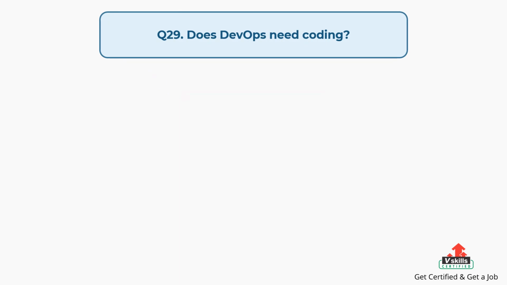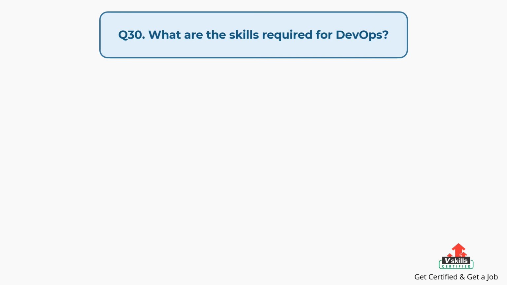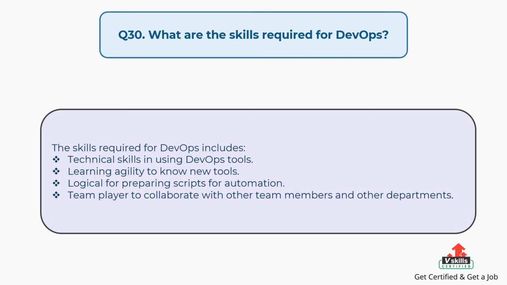Question number 29. Does DevOps need coding? The answer is: DevOps needs coding, but it is usually required in configuring DevOps, executing automation scripts for DevOps and generating results as per required performance. Question number 30. What are the skills required for DevOps? The answer is: The skills required for DevOps include technical skills in using DevOps tools, learning agility to know new tools, logic for preparing scripts for automation, and being a team player to collaborate with other team members and other departments.